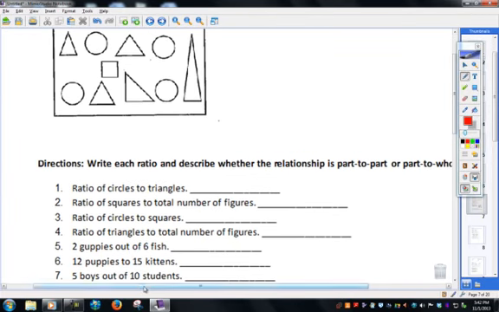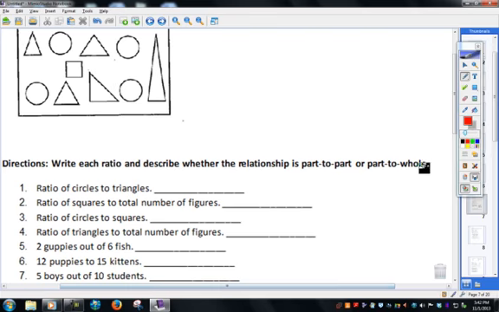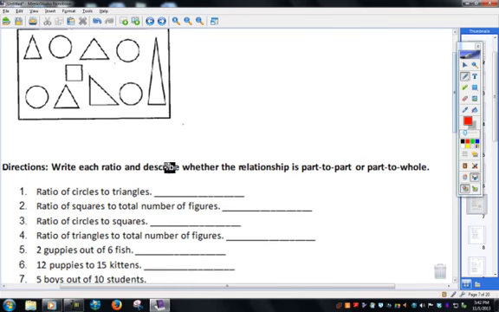Here's another one right here. There's the first few here. You got to use this diagram up here. Okay. Ratio of circles to triangles. So let's go up and count circles. So 1, 2, 3, 4, and then how many triangles are there? 1, 2, 3, 4, 5. So I know the ratio is 4 circles to 5 triangles.